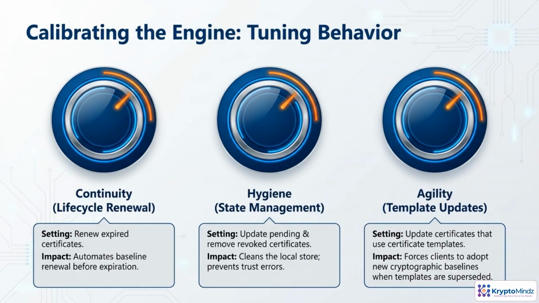Think of your PKI like an engine you're constantly tuning. Continuity is lifecycle renewal. You design policies so certificates renew before they expire, preventing surprise outages. Hygiene is state management. You routinely clean up revoked or obsolete certificates, so local stores reflect reality and trust decisions stay accurate. Agility is template evolution. When templates change, you deliberately push clients onto new cryptographic baselines, keeping algorithms, key sizes, and usages aligned with current security policy.